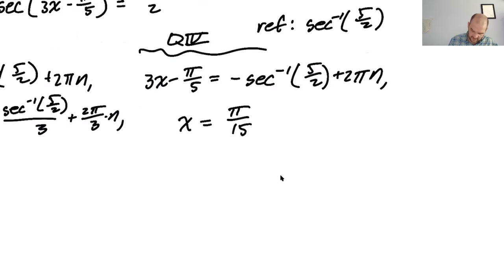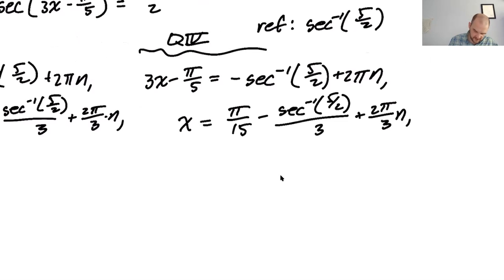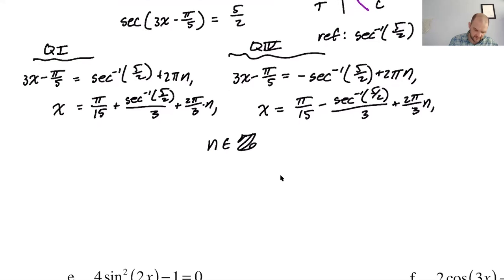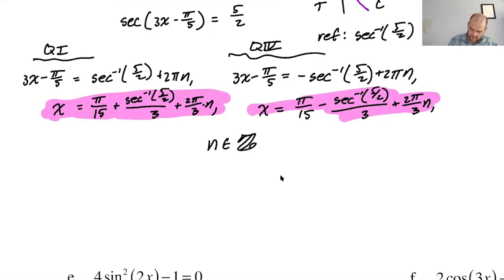There's no like term to collect that with. Secant inverse, which is our reference angle, over 3. And then plus the 2 pi has to be divided by 3. So if you think you're just going to throw that in at the end, you're going to be getting some wrong answers. So I think our answers are this and this. And then of course, n is definitely an element of the integers. If you don't put that, you are wrong. So make sure you're putting it in.